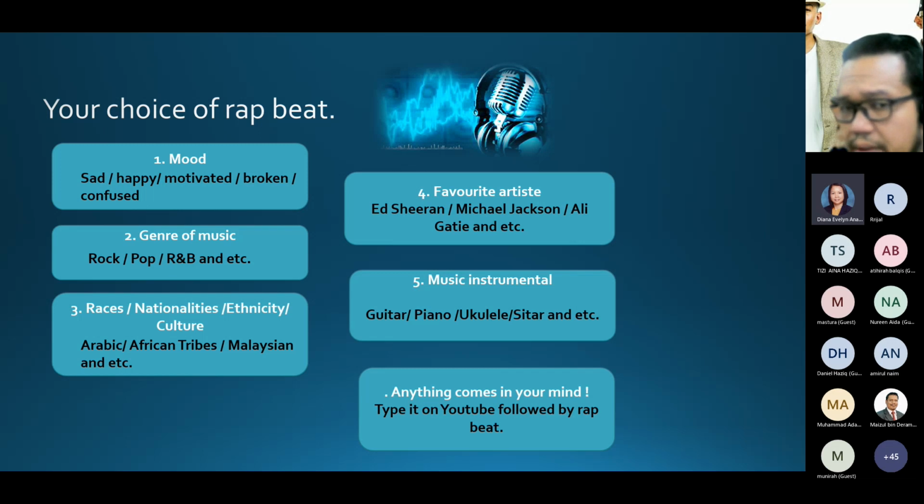Ataupun based on the music instrumental, you tak minat genre ataupun semua ni, tapi you suka main gitar ataupun piano ataupun ukulele or sitar ataupun sape macam saya cakap tadi kan. So, dia ada gitar rap beat, piano rap beat, drum rap beat. Pun boleh juga. And many thing, I can say almost anything. Kalau you tak ada idea sangat, anything comes in your mind.